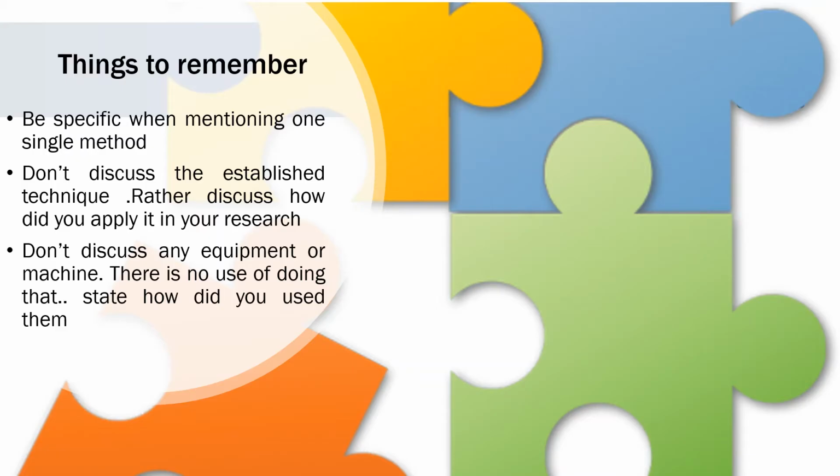You have to mention how you are going to apply it for your research. Similarly, in case of sciences, if you want to perform a diffusion study, don't describe the diffusion cell over there. You have to describe how you used it for your research. So this is how you are going to write the methodology.